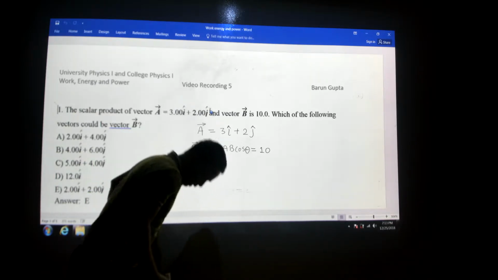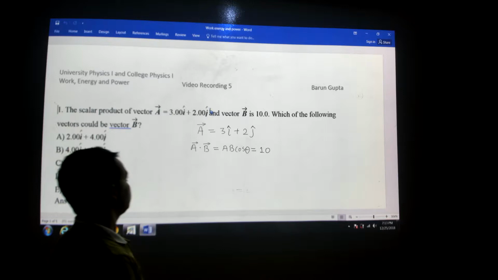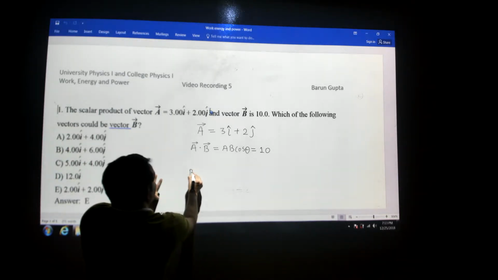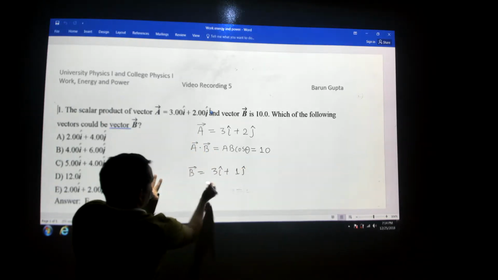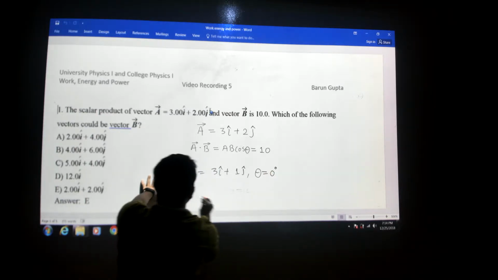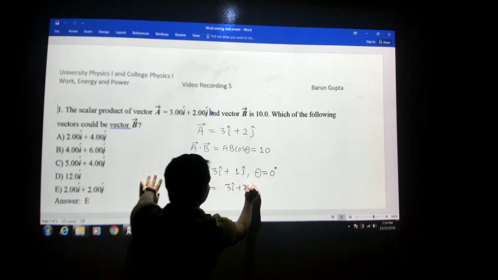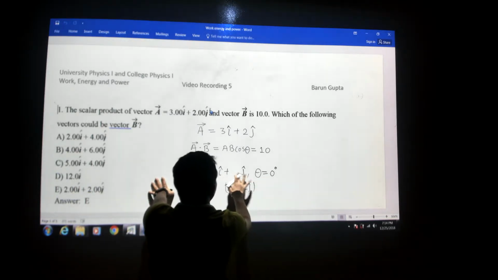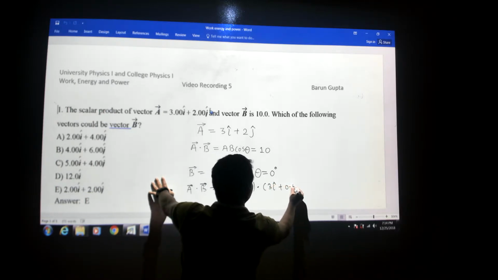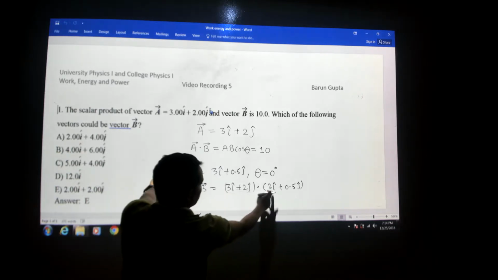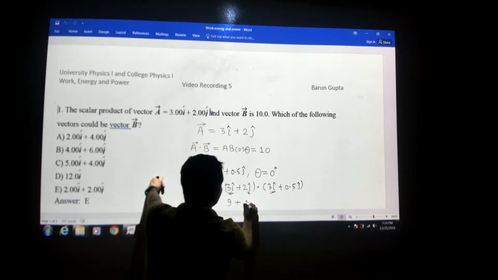If I'm not given the options, then there are numerous possibilities for a vector dot b vector to equal 10. For example, let's say I make my b vector equal to 3i plus 1j, and let's say the angle theta is 0 degrees. Then a vector dot b vector would be 3i plus 2j times 3i plus 0.5j, and the cosine of 0 is 1. If I take the multiplication, I multiply i by i and j by j, so this would be 9 plus 1, which is 10.